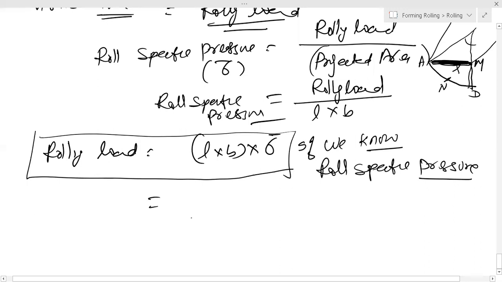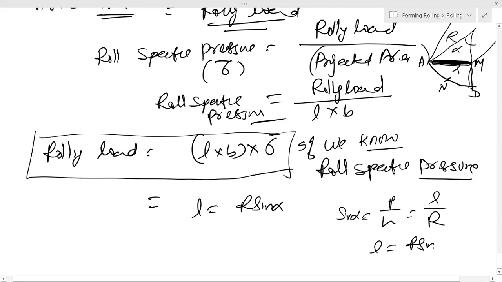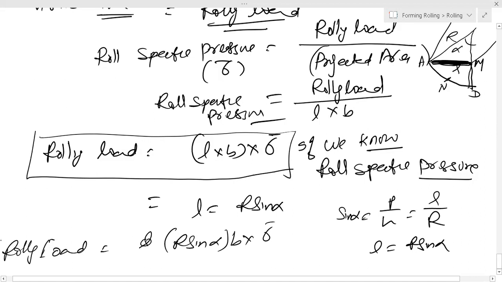Or we can say that L we can find from this. This is your alpha, this is your R. So sin alpha is equal to P by H, P is your L divided by R. So L is equal to R sin alpha. So you can write rolling load is equal to R sin alpha into B into roll specific pressure.